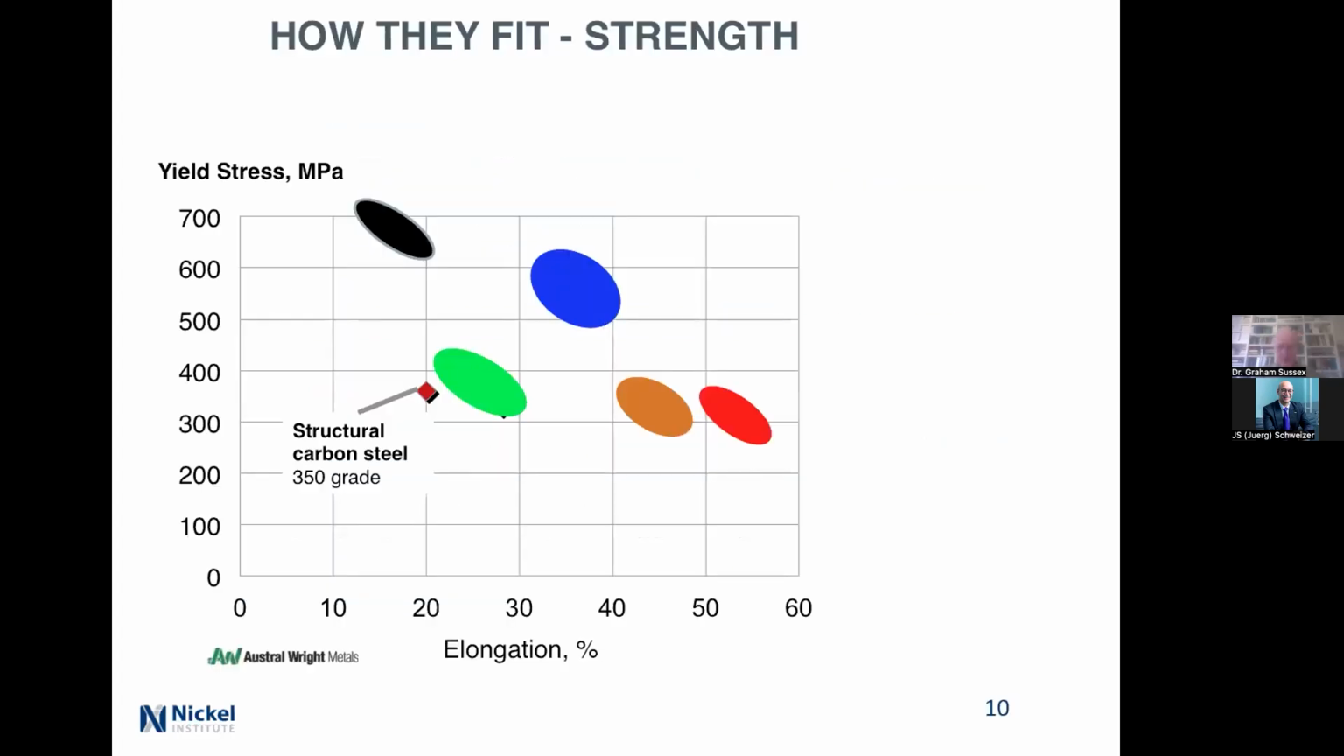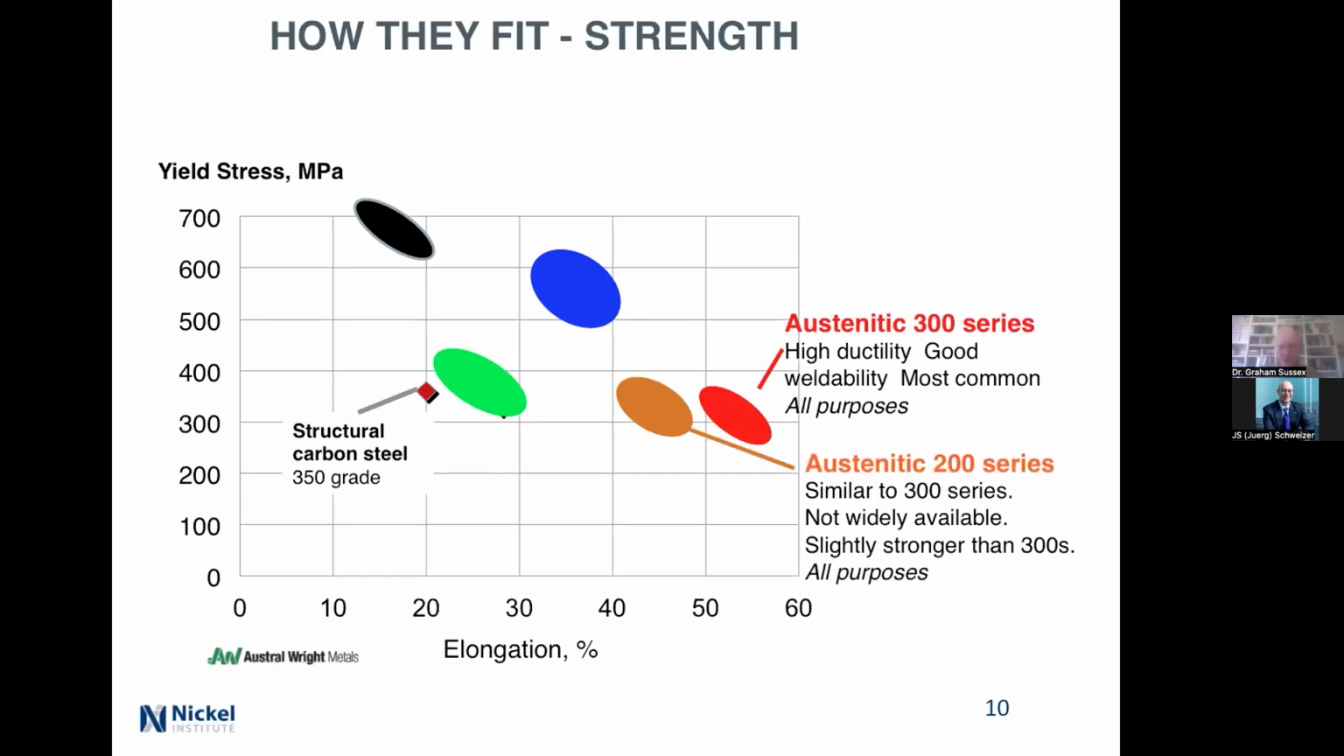And let's look at the really common one, the austenitic, the 300 series. High ductility, as you can see down the bottom, sort of 55%, and sometimes more, of course, and about that level of strength. If you look at the 200 series, they have slightly less elongation, fractionally more strength. They're not as much used.